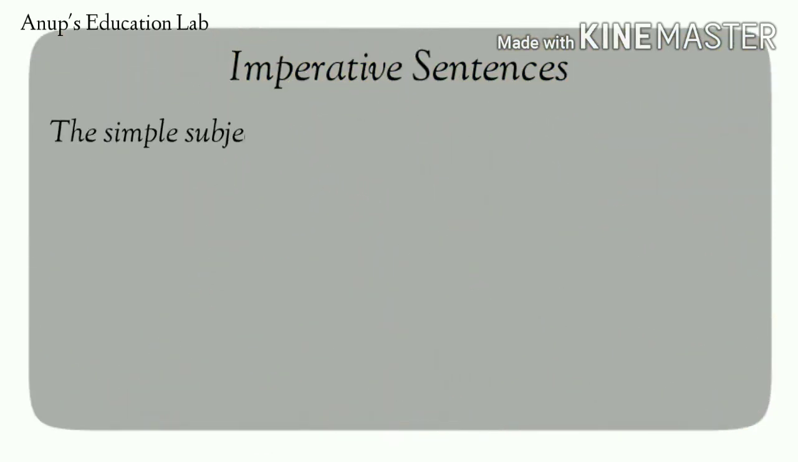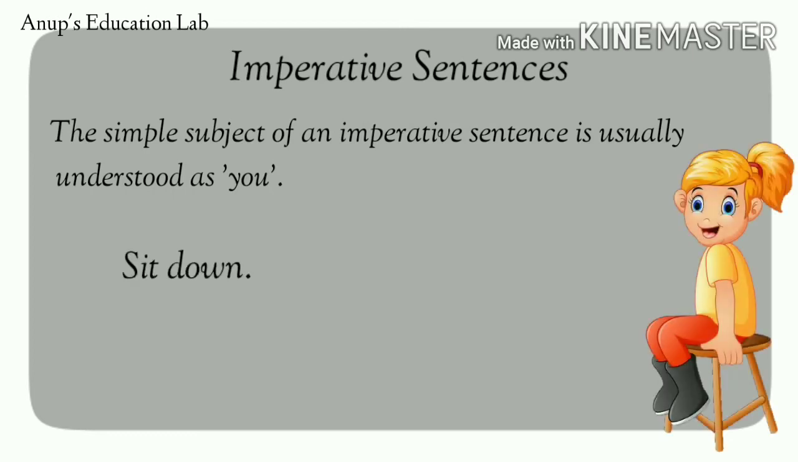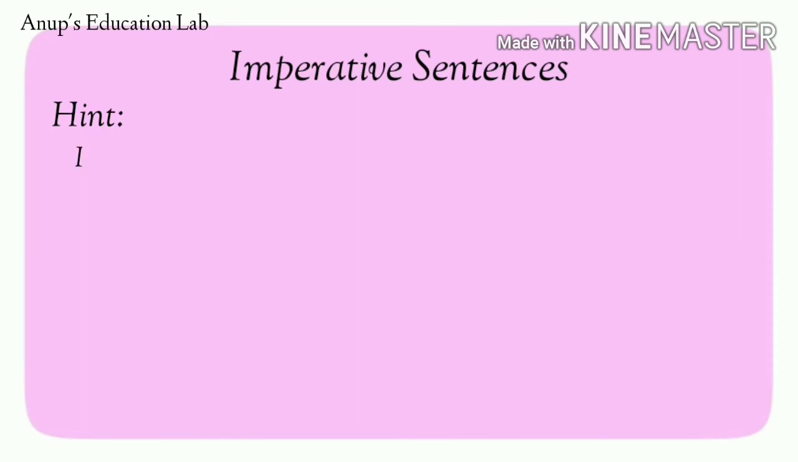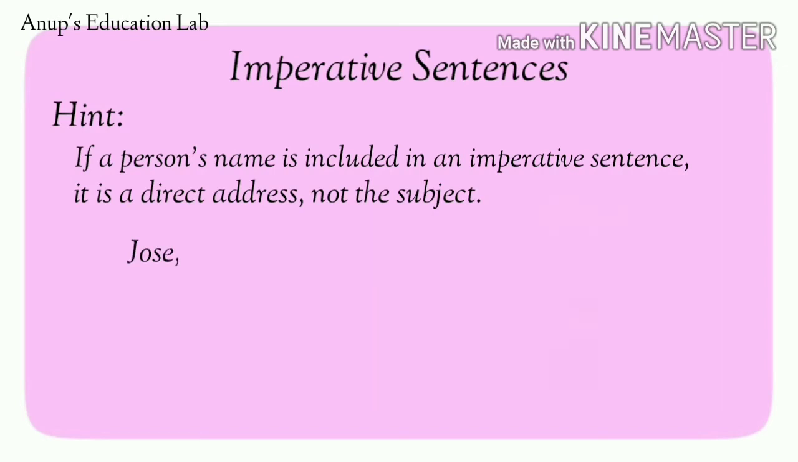The simple subject of an imperative sentence is usually understood as you. Example: Sit down. Here, the hidden subject can be understood as you. Hint: if a person's name is included in an imperative sentence, it is a direct address and not the subject. Example: Jose, sit down.